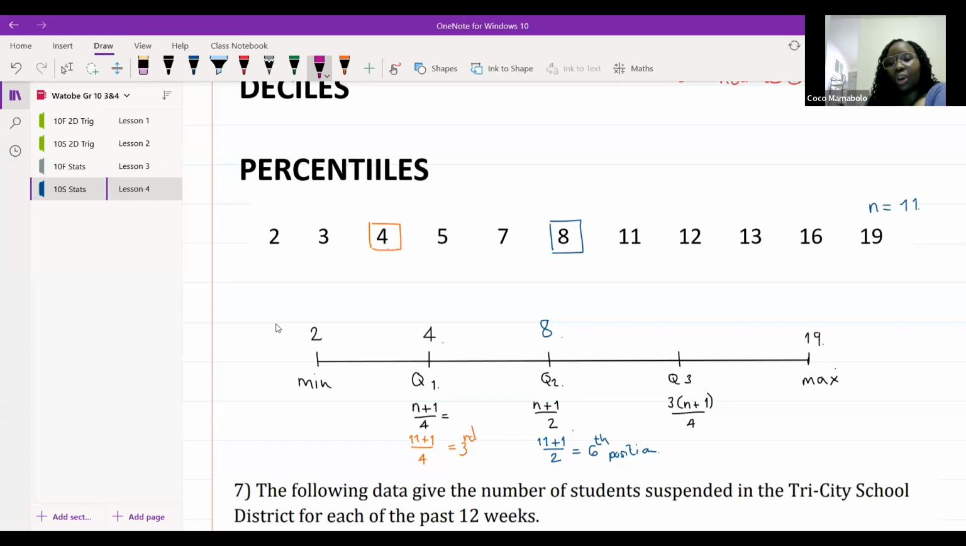All right, so we're going to say 3 times 11 plus 1 over 4. 11 plus 1 is 12. 12 times 3 is 36. Divided by 4 is 9. So we're looking for the number in the 9th position. If this is 6, 7, 8, 9, and up here, 100% correct. Our Q3 value is 13.